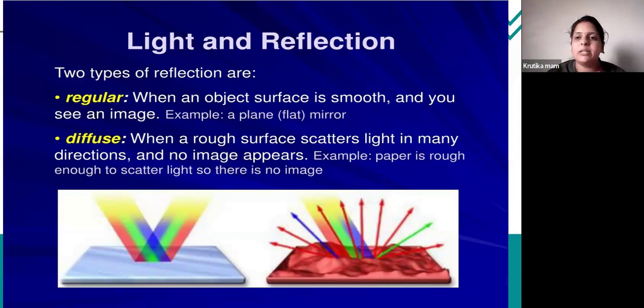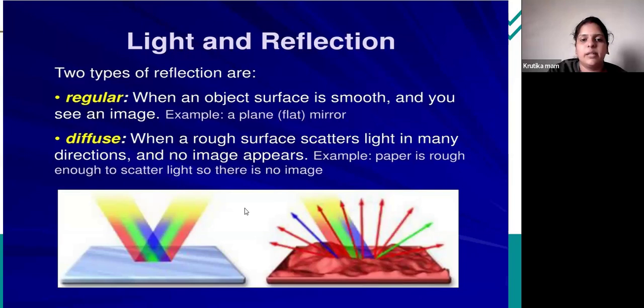In regular reflection, all the light goes in the same direction and reaches one place, so you are able to see the image there. In diffused or irregular reflection, we are not able to see the images clearly. You can see the example: paper is rough enough to scatter light, so there is no image. Getting it? So this is about the types of reflection, regular reflection and irregular reflection.